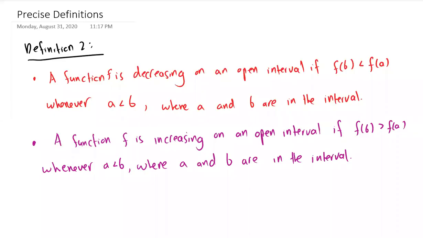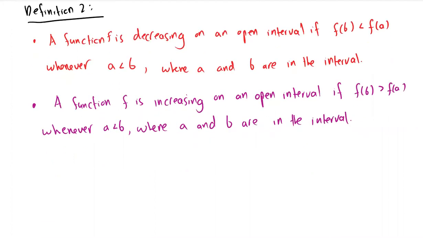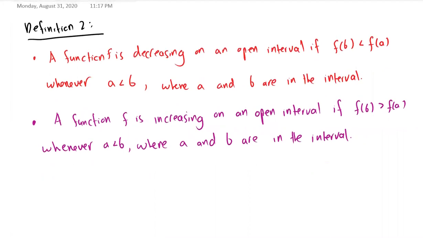Okay, now that we've seen how to tell whether a function is increasing or decreasing on a given interval, given its graph, I'm going to give you precise definitions, not 100% precise, but still very precise, of what it means for a function to be increasing or decreasing on an interval. Now, for your homework and for most things that we do, we're just going to look at a graph, and we'll be able to tell, but it's important to know these definitions.